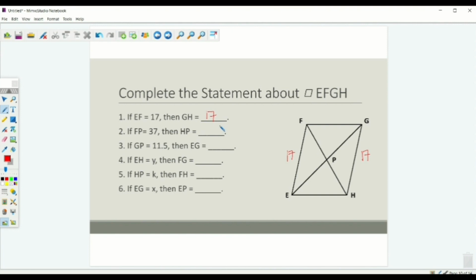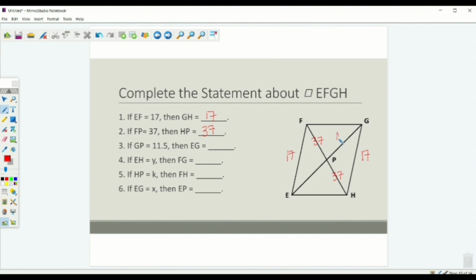Let's have example number 2. If FP is equal to 37, then what is the measure of HP? So in this case, we will apply the property of parallelogram which states that diagonals bisect each other. It divides the diagonal into two congruent parts. So meaning to say, if this is 37, the measure of HP is also 37. Okay? Next, number 3. If GP is equal to 11.5, then what is the measure of EG?